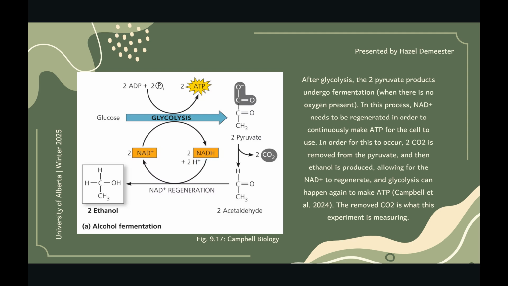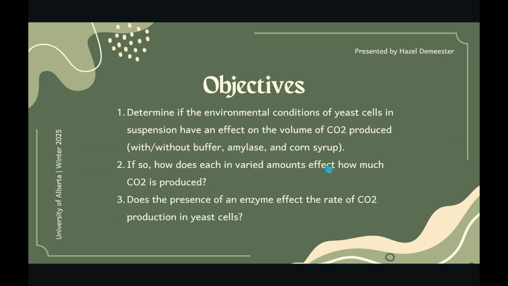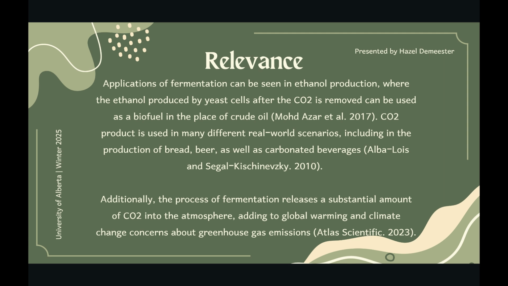And so this removed CO2 right here is what my experiment is measuring. My main objective out of these three was, does the presence of an enzyme affect the rate of CO2 production in a yeast cell? The relevance of this can be seen through ethanol production at the end of fermentation. This ethanol is used as a biofuel. It's a much greener alternative compared to crude oil. Additionally, the CO2 byproduct is used in different scenarios like production of beer, bread, and carbonated beverages, the holy trinity.